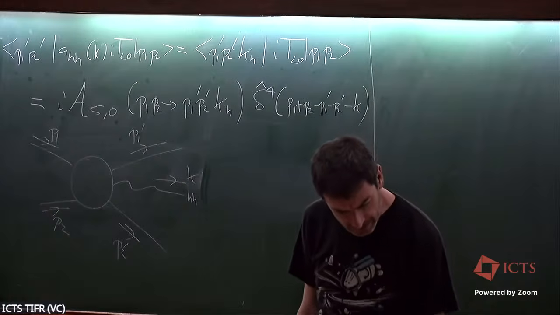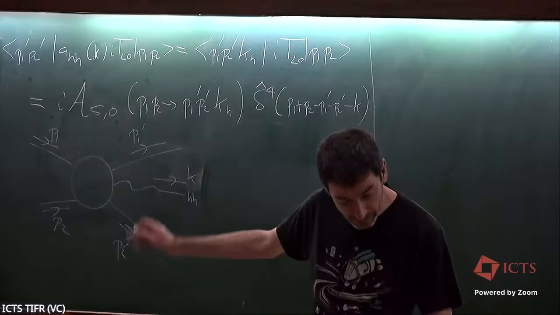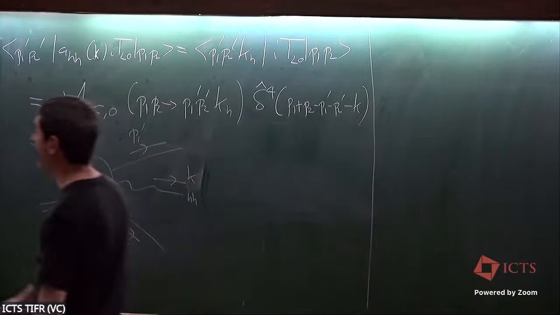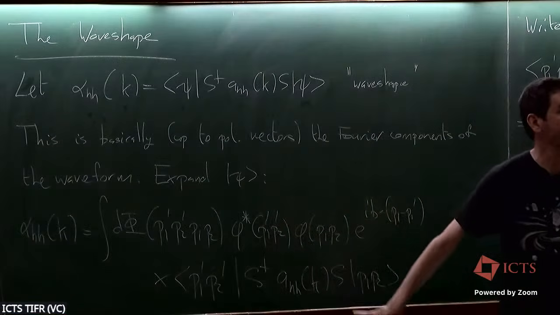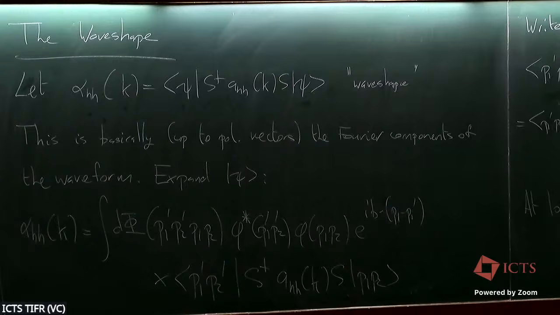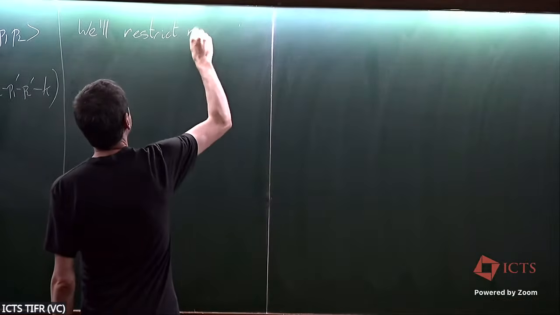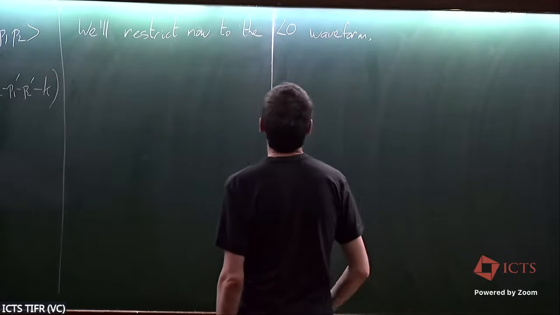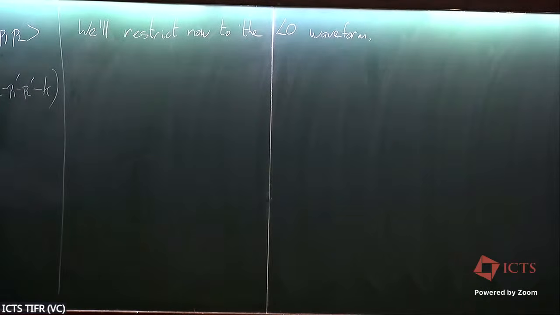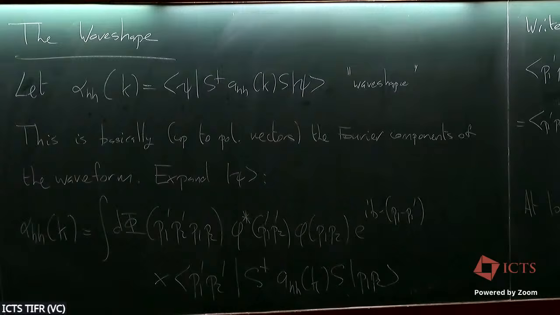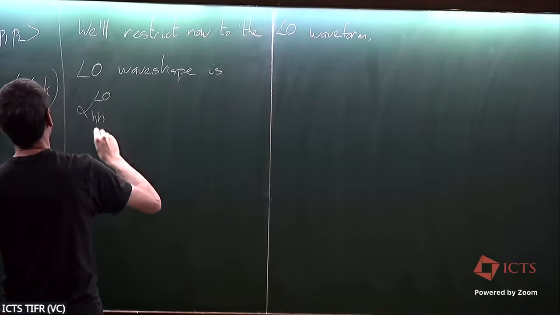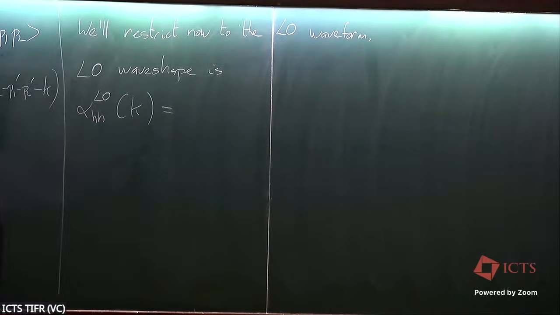Okay, now I still haven't simplified the waveform by getting rid of these wave packets. So that's what I would like to do next. I'm just going to focus on the leading order waveform. So I'll just extract this first term here, shove it in here, and then tidy up the wave packet. Restrict to the LO waveform. So the waveshape, the alpha at leading order, this thing here, I'll put an LO symbol on it to remind me that it's just the leading order value.